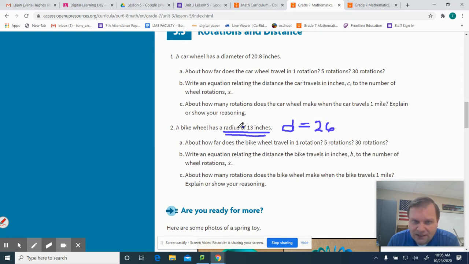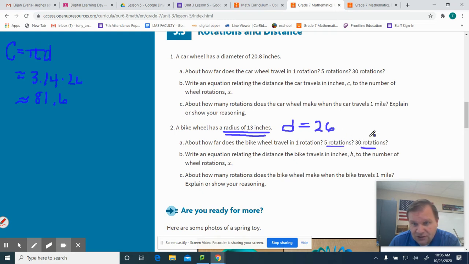You need to pay attention to what part of the circle that you have. So we're going to start off the same way. We're going to start off by finding the circumference, which is pi times diameter, and that's going to be approximately 3.14 times 26. And when we multiply that, that's going to give us approximately, and I'm going to use a decimal this time, 81.6.